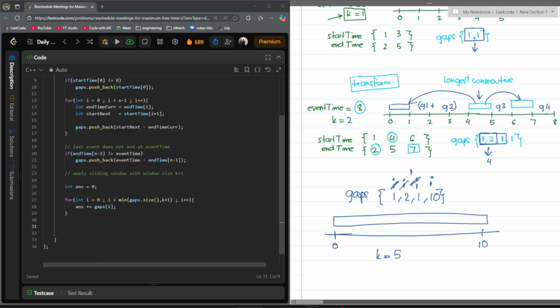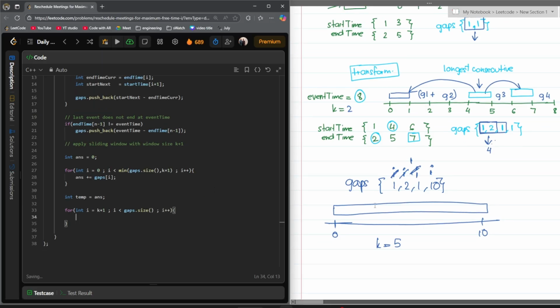Now, I could have a greater answer than what the current answer is. For example, I could have had 10 over here. What I will do is create a temporary variable and assign it the value of answer, and then I will shrink the window. So for int i equals k plus 1, i is less than gaps dot size, whatever is left, i plus plus. Since this is my window, I need to make sure that this one exits from the window. This one is nothing but i minus k minus 1, if you think about it. i minus 2 is this and minus 1 is this.